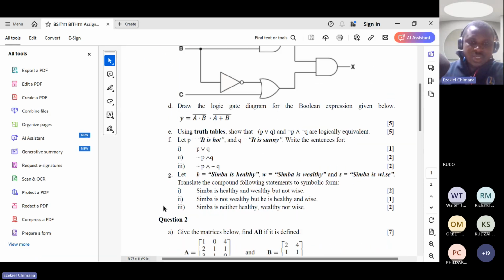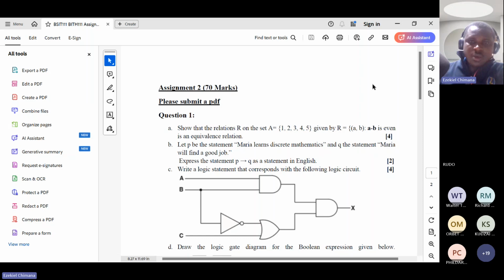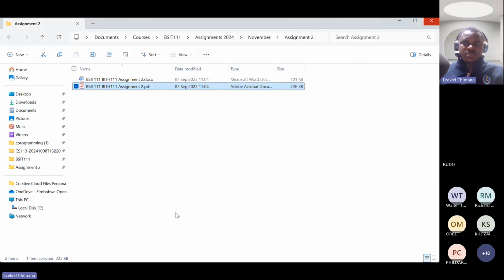Allow me to check so that I know what you are supposed to do. Okay, these are the issues of relations. For this one, I'm going to do it later.